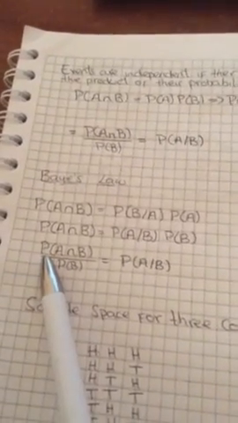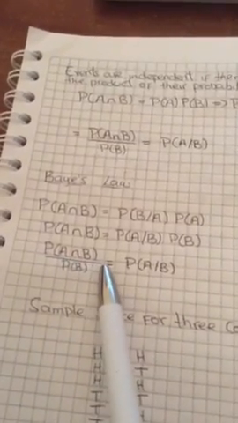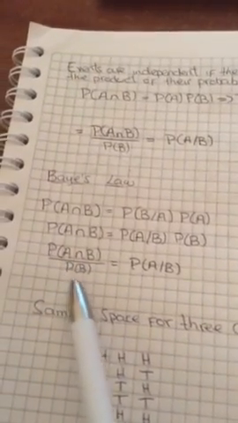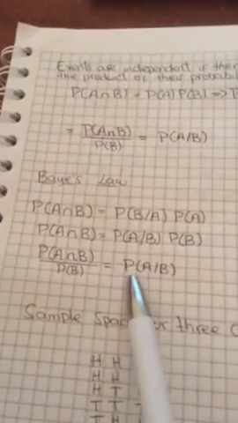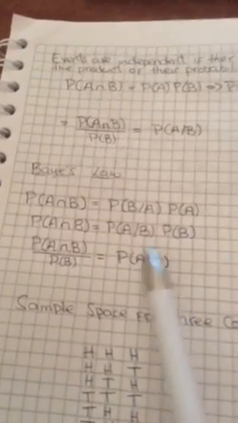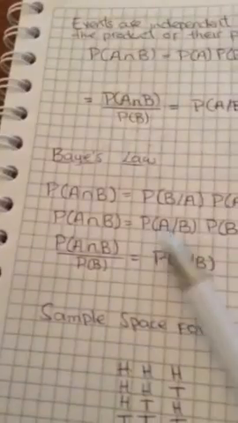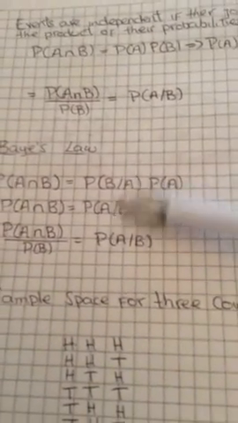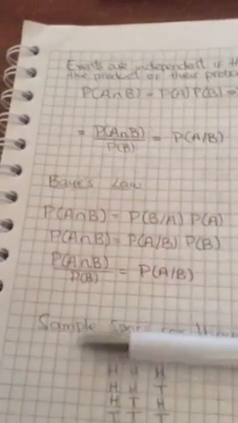In this case, we have that the probability of A intersection B over the probability of B can be written as the probability of A such that B has already occurred. This is the 3 axioms, the 3 stages that Bayes' law states.